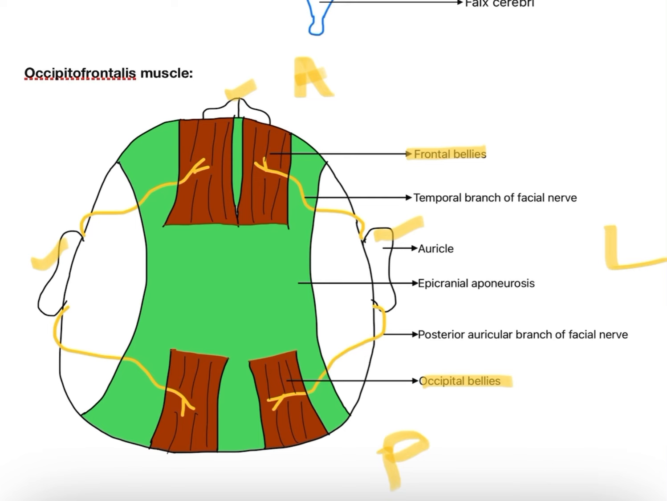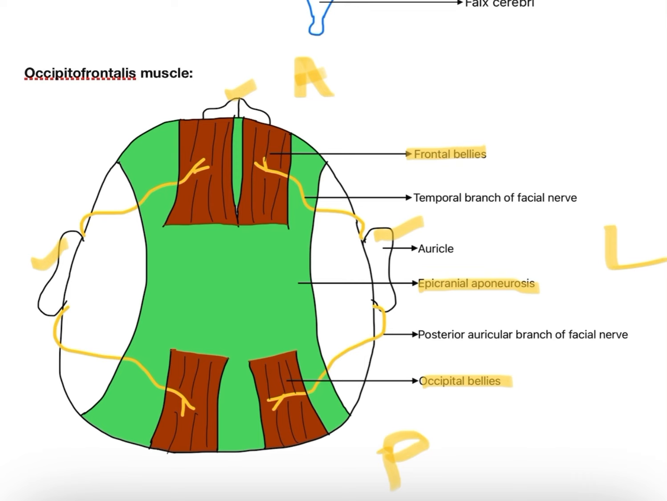Occipitofrontalis muscle lies in the aponeurosis known as the epicranial aponeurosis. It is also known as galea aponeurotica. In Latin, galea means helmet. And this aponeurotic layer is the third layer of the scalp after skin and connective tissue.